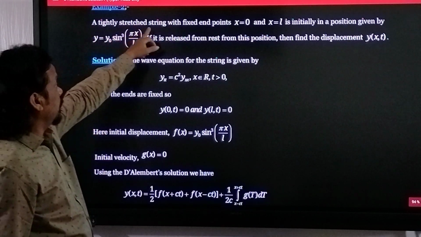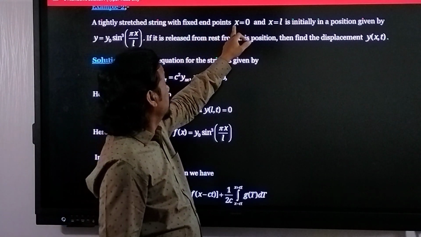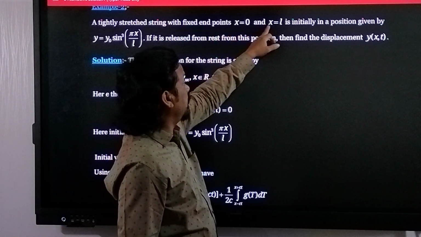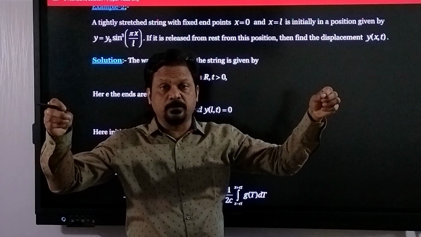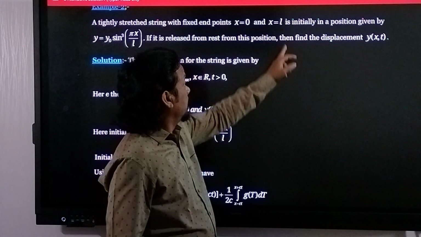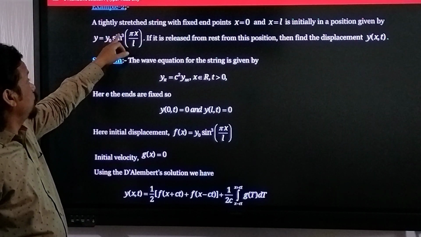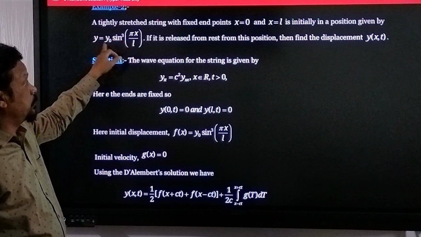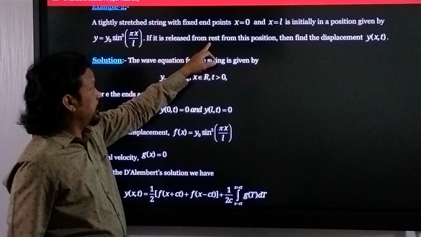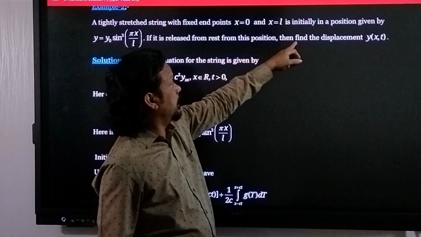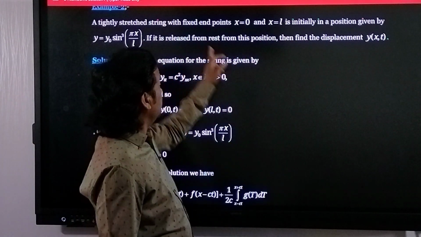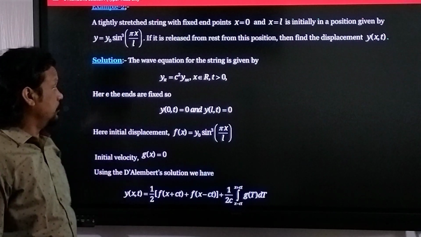A tightly stretched string with fixed ends, x equal to 0 and x equal to L, both the ends are fixed, is initially in a position given by y equal to y0 sine cube pi x by L. This is the initial displacement. If it is released from rest from this position, then find the displacement y of x, t. Released from rest, that means the initial velocity is 0.